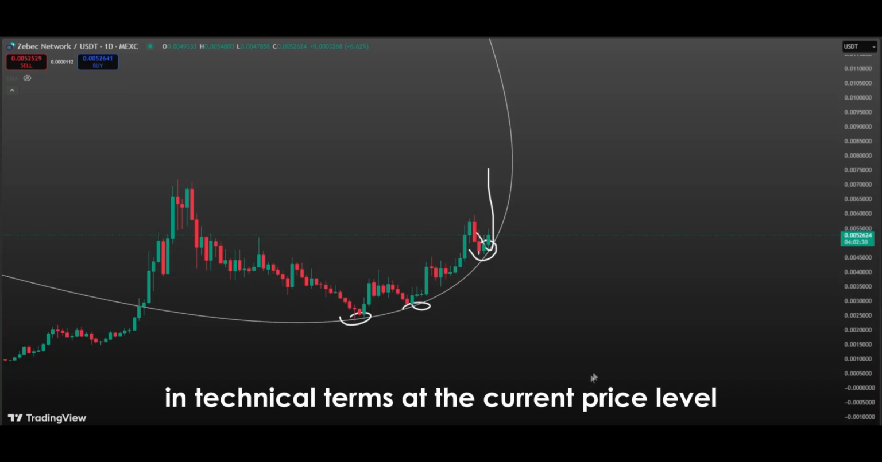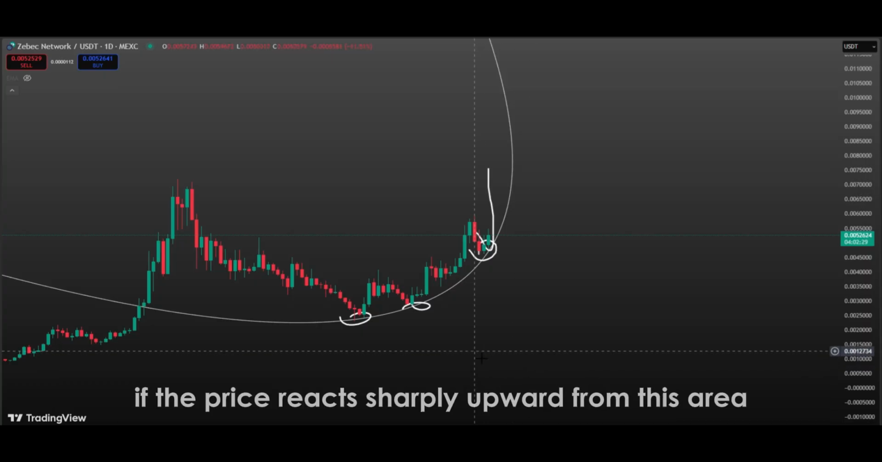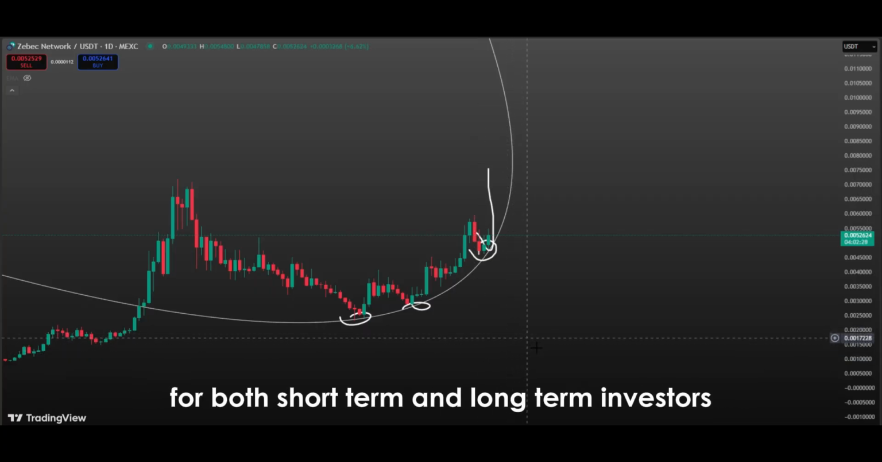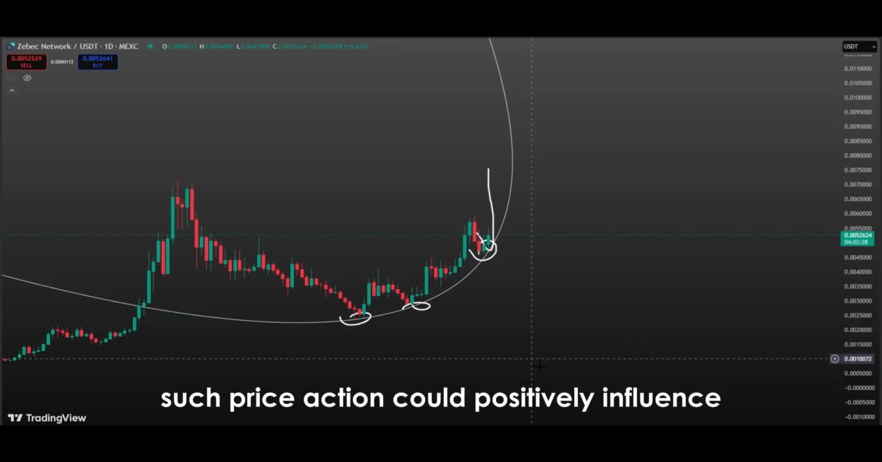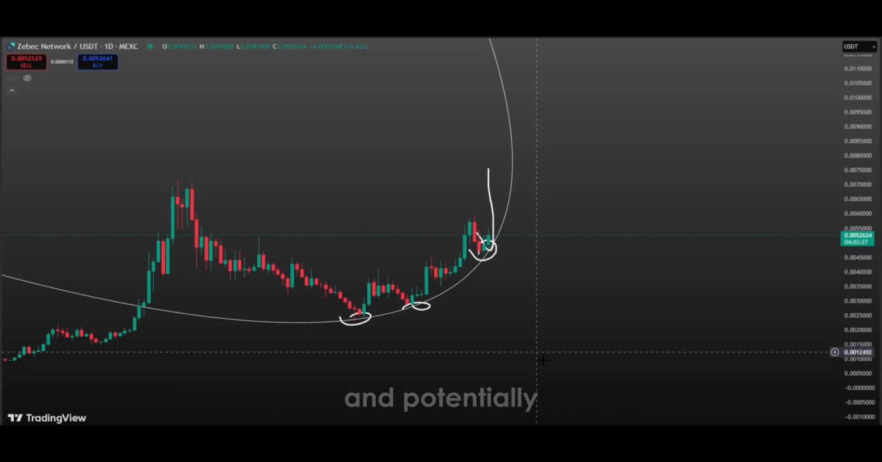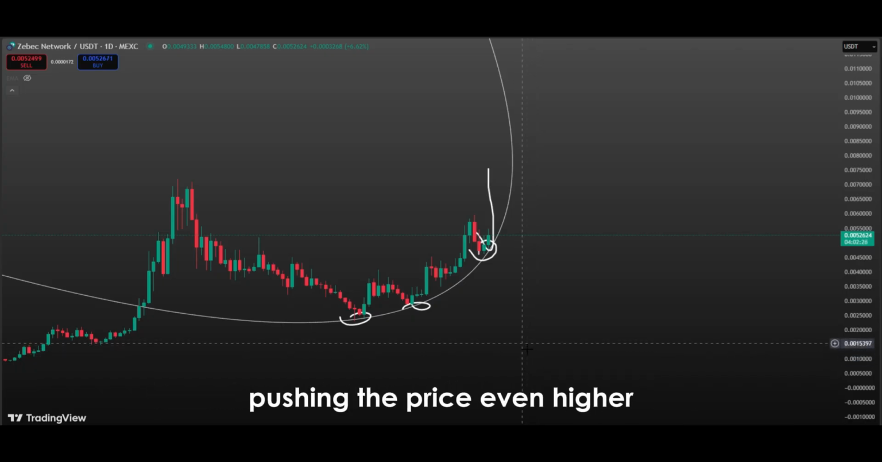At the current price level, the fact that it has touched the support zone of the ascending curve signals a crucial inflection point. If the price reacts sharply upward from this area, it would paint a positive picture for both short-term and long-term investors. Additionally, such price action could positively influence market sentiment, attracting more buyers and potentially triggering a chain reaction of buying pressure, pushing the price even higher.